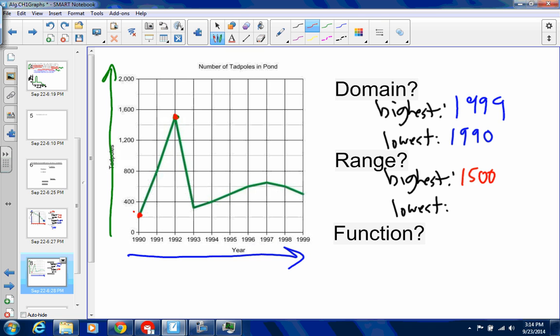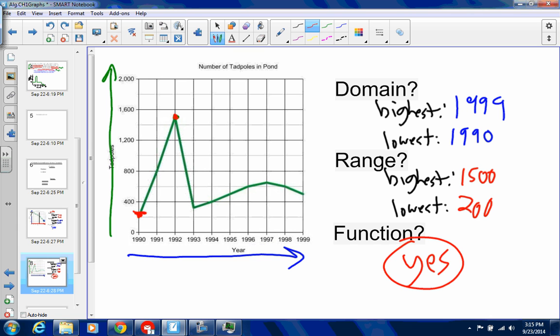Whereas the lowest point is right on the point right there, and that would be 200. So our range goes from 200 to 1,500, which is very nice. You can see the range is the height, and the domain goes from side to side. And again, with this one, yes, it would be a function because it would pass the vertical line test.